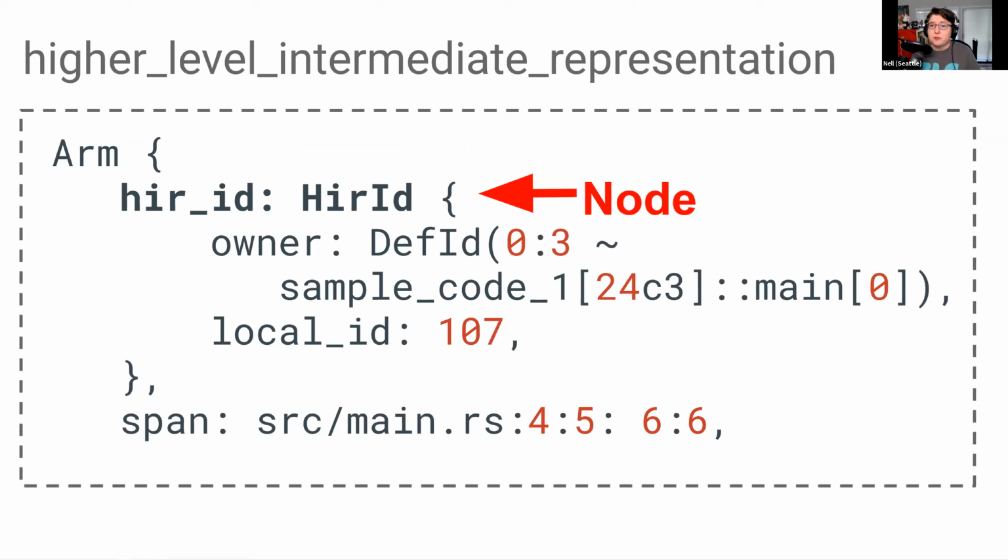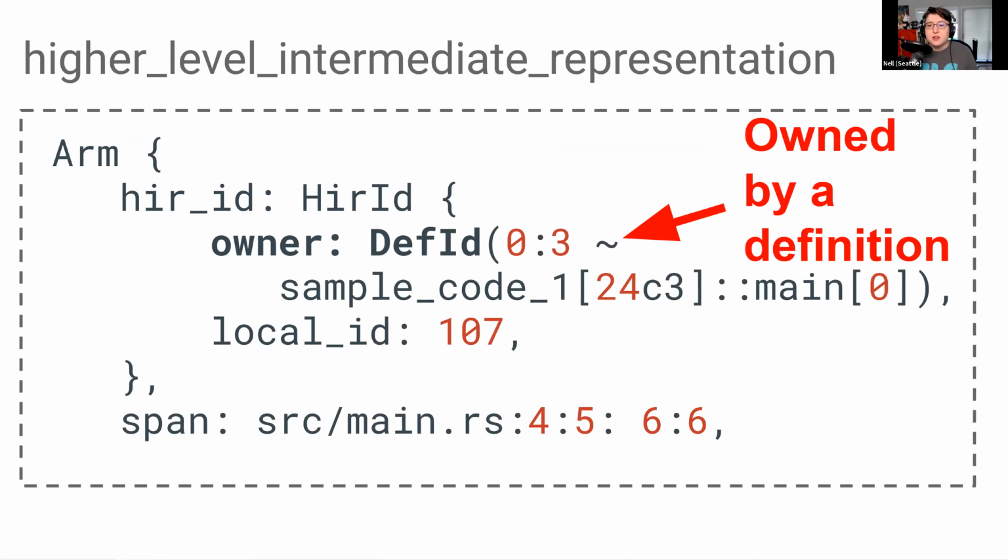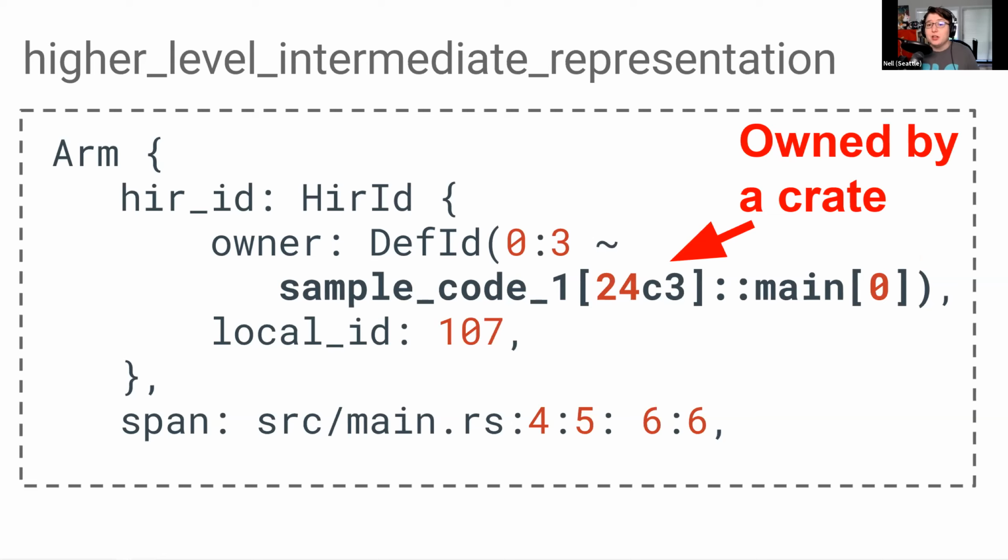And within this arm, we first have an HIR ID for this piece of code. This identifies a node within the HIR, and that node is owned by a definition. The definition is some top level item in the crate, and that definition data structure is owned by a crate data structure. So our for loop is a node within a definition within our crates. That's how we can identify where this node corresponds to in our original code.